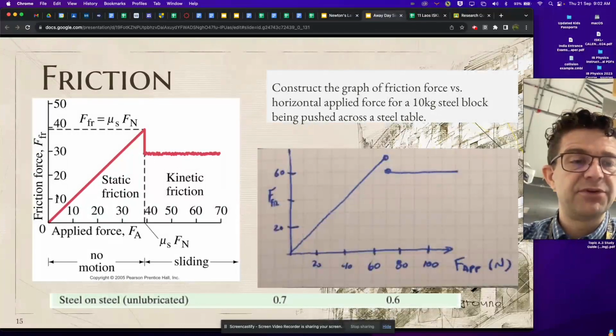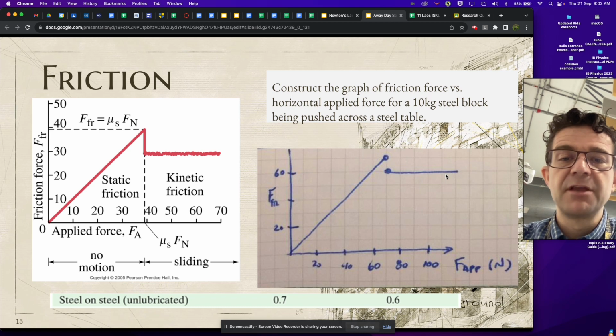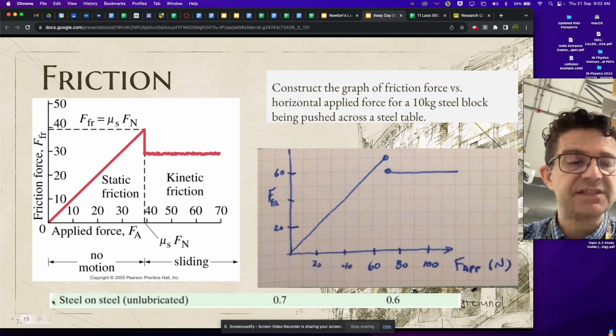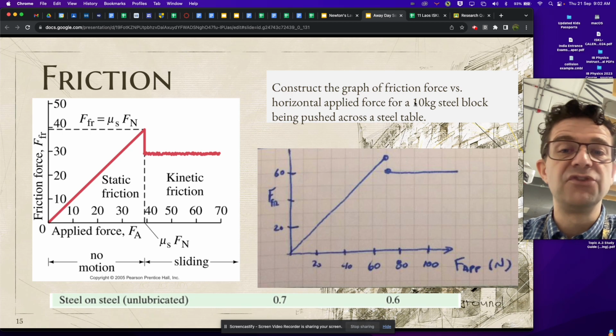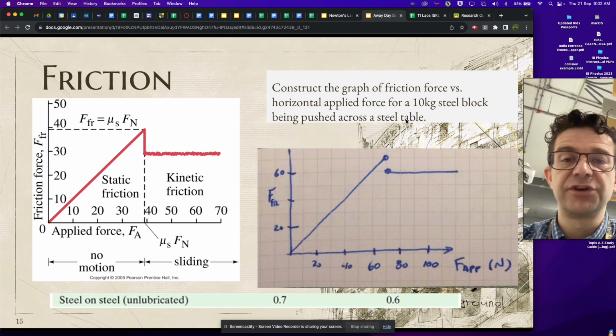Here we have the example. You can see that the drawing is the same. The force of friction, the force applied. You have the static friction section, and then the dynamic friction section. To find the values on the axes, we look at steel on steel with an unlubricated surface. And a 10 kilogram steel block means that there's an upwards normal force of 100 newtons to balance the 100 newton force of gravity. The kinetic friction is easy to do.